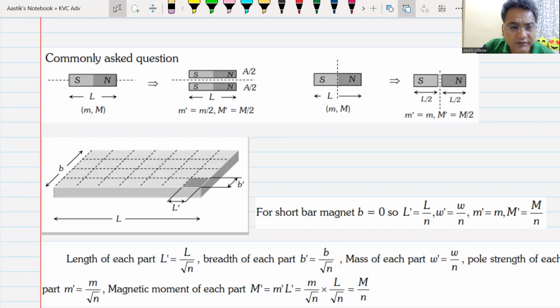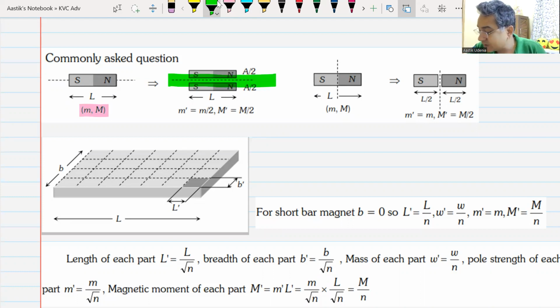These are some of the common questions that I've seen come in exams. You have a bar magnet. As you can see in first case, the magnetic pole strength is small m and the magnetic dipole moment is capital M. Now, the question that comes is they cut it in different ways. They cut it along this line. If they cut it along this line, the magnetic pole strength becomes half, because the area becomes half. Do you understand this?